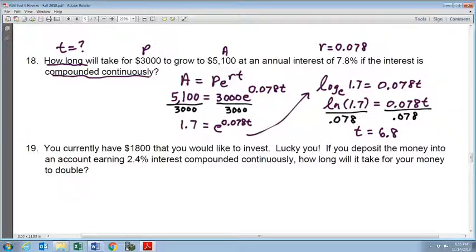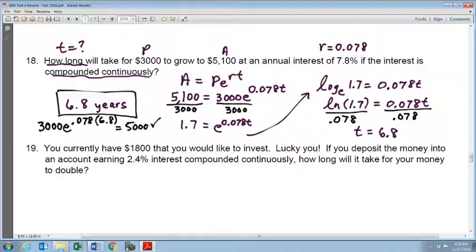So it's 6.8 years. Now let's double check this. It wouldn't be hard to do that. If we take 3,000 times e to the 0.078 times 6.8, that should equal 5,100. And you'll find that it does. And so this is a good answer.